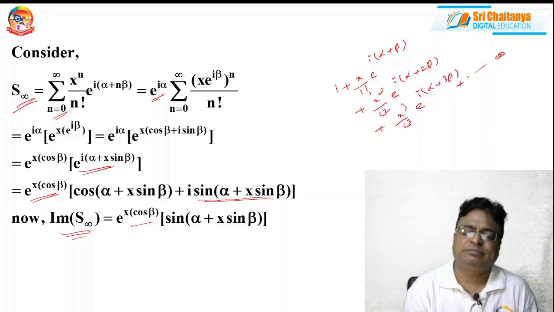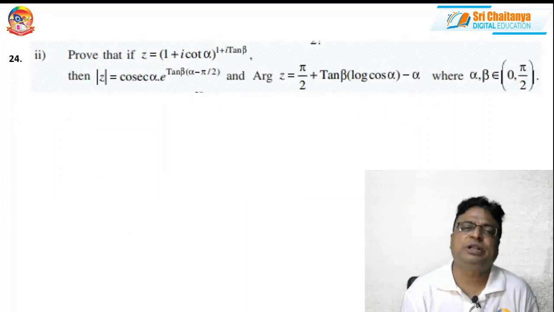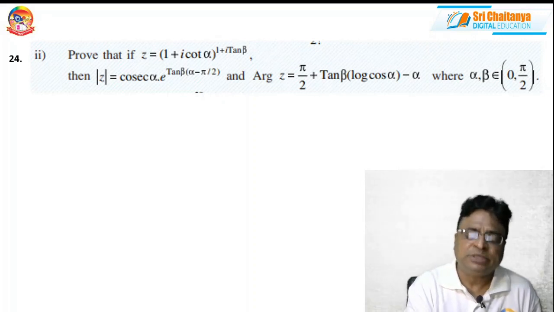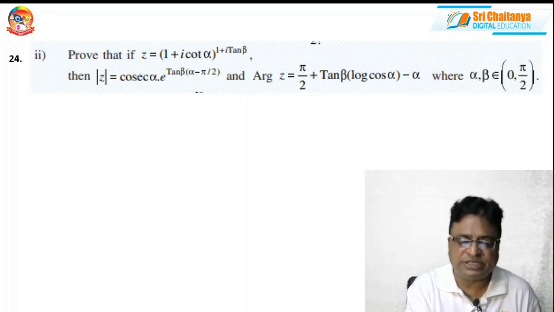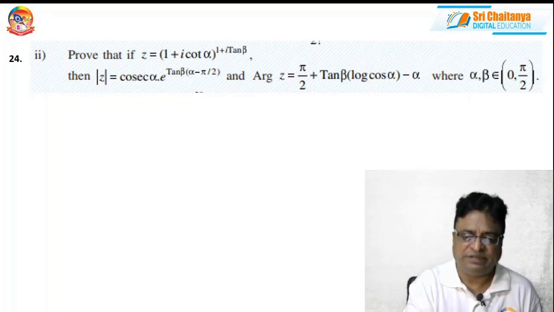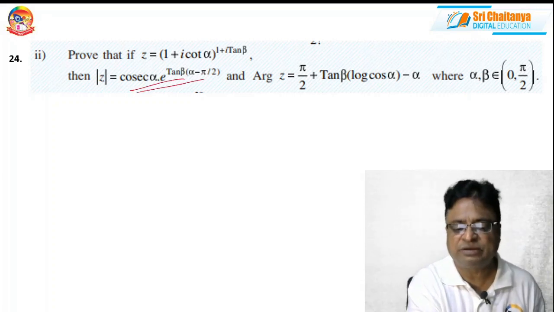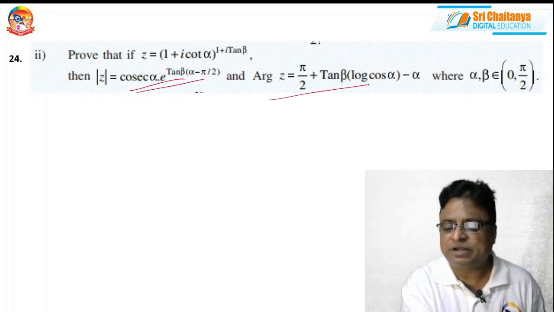It is very difficult for anybody to get this idea immediately, but with practice only you can get it. That's why I have introduced those notations before solving the problem itself. Now, coming to the 24th problem, second. Prove that if z is equal to (1 plus i cot alpha) whole power (1 plus i tan beta), then the absolute value of that complex number is this one, and the argument of that complex number is this one.